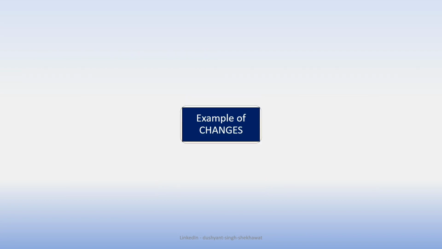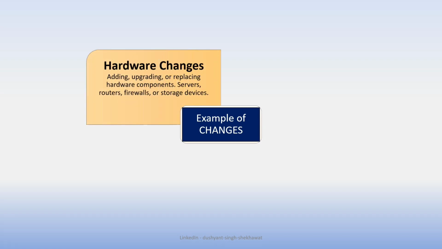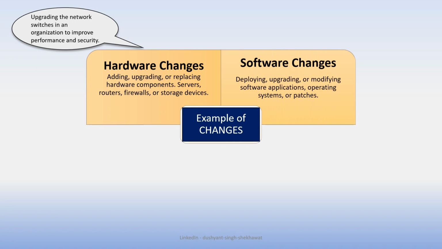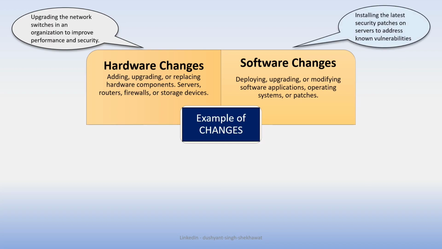So there are some examples: hardware changes, which includes adding, upgrading, or replacing hardware components such as your server, router, firewalls, or storage devices. Upgrading the network switches in an organization to improve performance and security is an example of hardware change. Then there are software changes, which includes deploying, upgrading, or modifying software applications, operating systems, or patches. For example, installing the latest security patch on server to address known vulnerabilities.